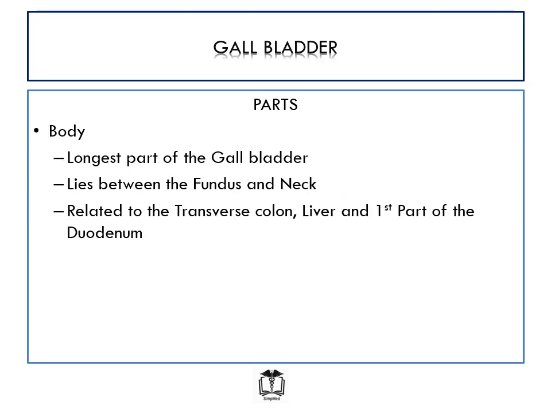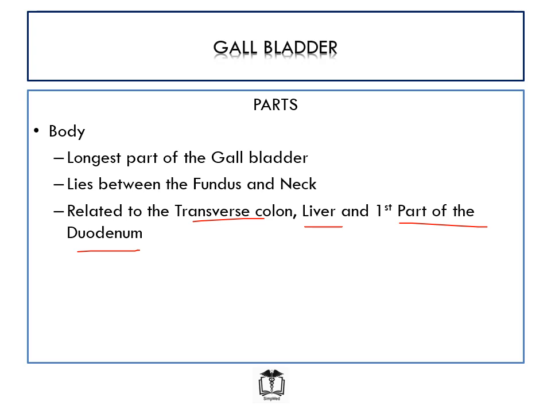The body is the longest part of the gallbladder. It lies just between the fundus and the neck. The body of the gallbladder is related to the transverse colon, to the liver, and to the first part of the duodenum. So it's related to more parts compared to the fundus, and that's because of its length. Because it spans a larger length vertically, it is related to a number of organs aside from the first part of the duodenum.